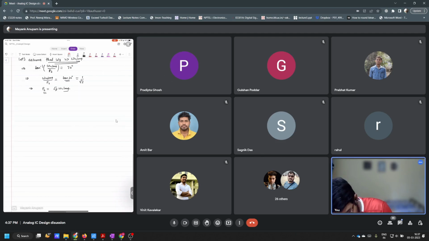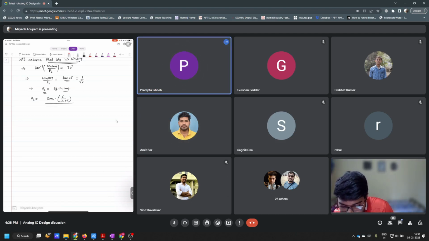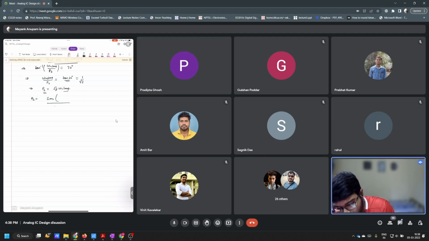And what is the P2 location? P2 is approximately GM2 into C divided by C plus C1, plus GO2 divided by CL plus the series combination of C and C1, right? But let's assume that C is much greater than C1.